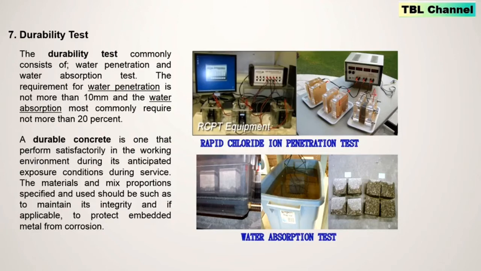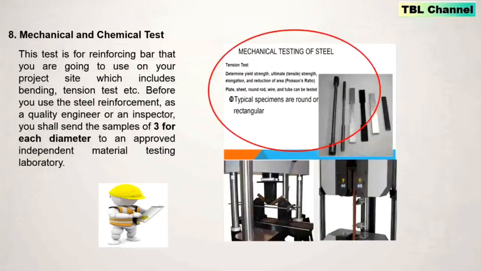Number 8. Mechanical and chemical test. This test is for reinforcing bar that you are going to use on your project site, which includes bending, tension test, and etc. Before you use the steel reinforcement, as a quality engineer or an inspector, you shall send samples of 3 for its diameter to an approved independent material testing laboratory.